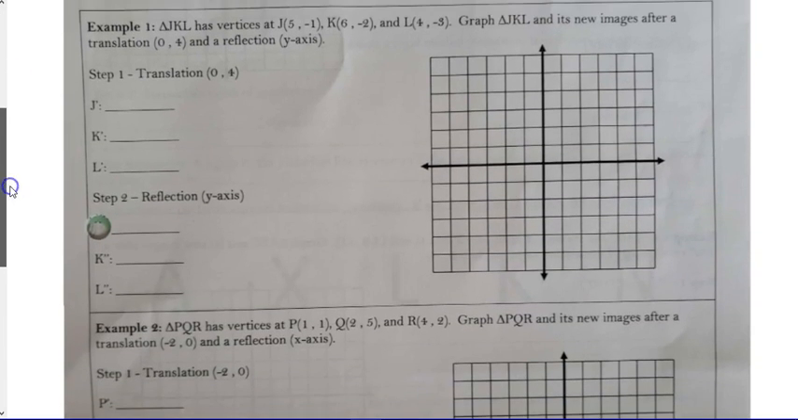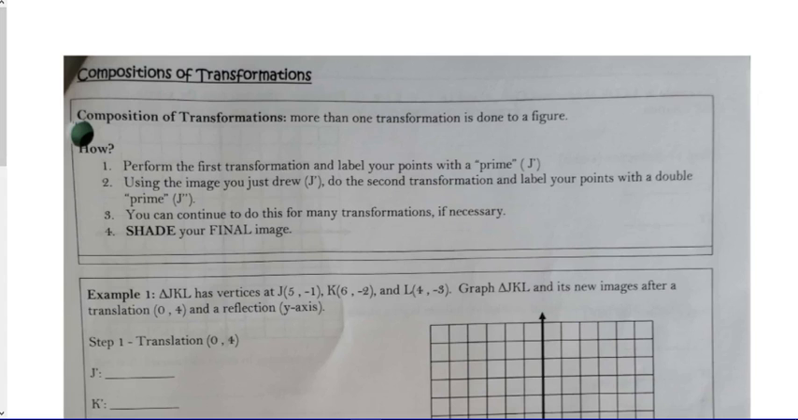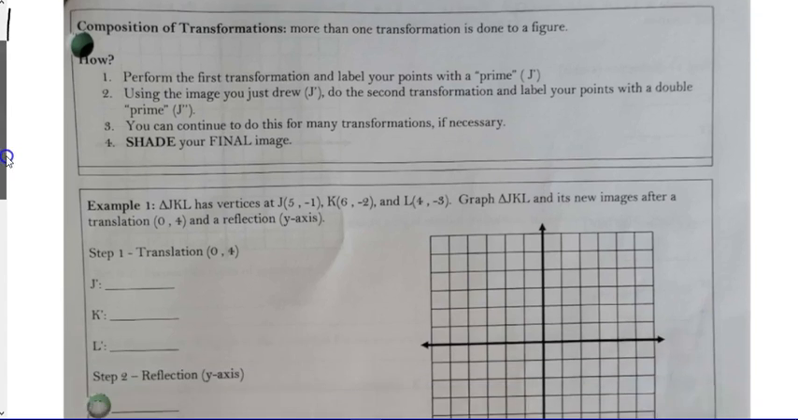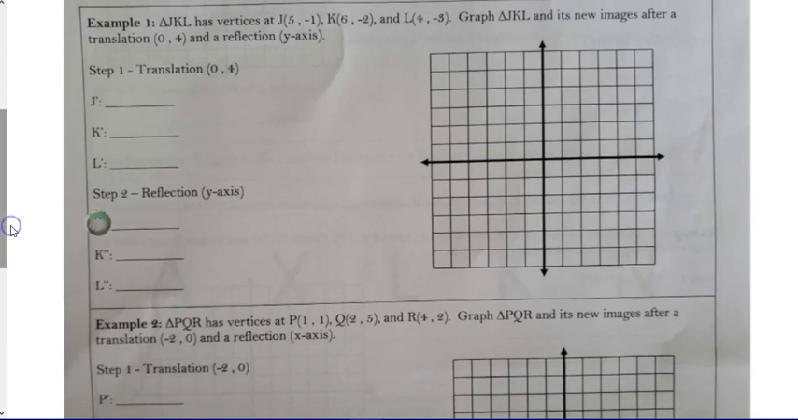So first off, let's put our shape on our grid. So we're going to have J at 5, -1. 1, 2, 3, 4, 5, -1. There's my J. K is at 6, -2. I'm going to go one more here and one more here. K. L is at 4, -3. 1, 2, 3. 1, 2, 3, 4. 1, 2, 3. Tiny little triangle. Okay, so we connect our dots. There's my original shape, JKL.